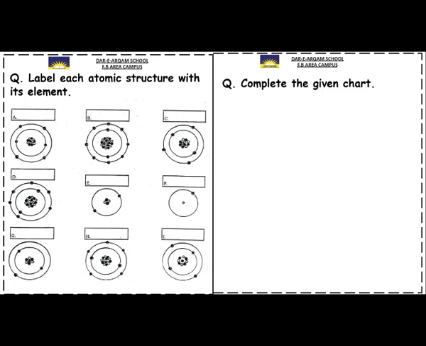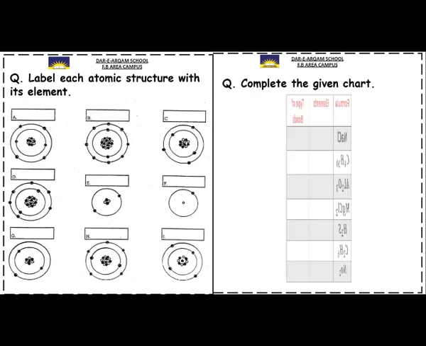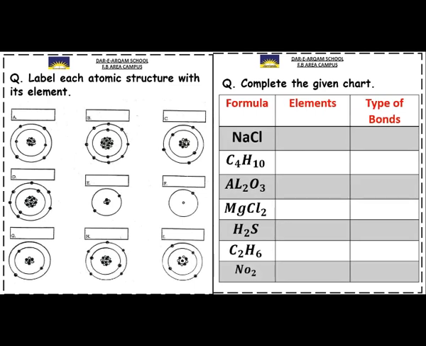Worksheet number 2 is about to complete a chart. Here is a chart. Some formulas are given to you. You have to write the elements separately. For example, in number 1, there is NaCl. Na is a separate element and Cl is a separate one. Na is sodium and Cl is chloride. And which type of bond are they having? They are having the ionic bond. Again, you have to write about the ionic or covalent name in the column of types of bond.